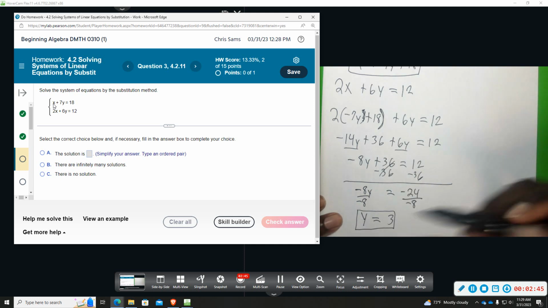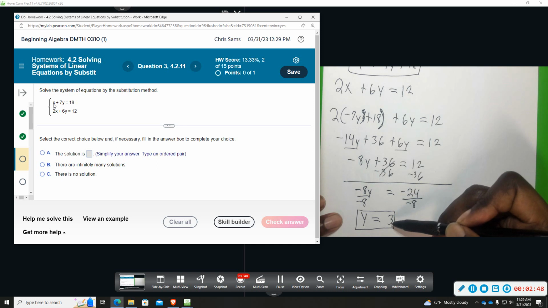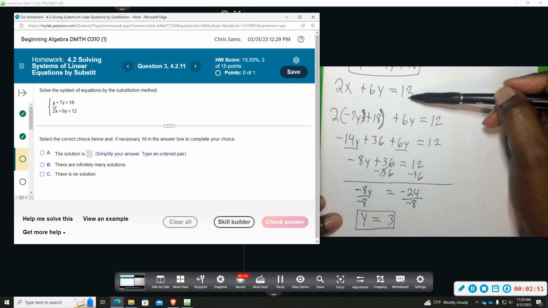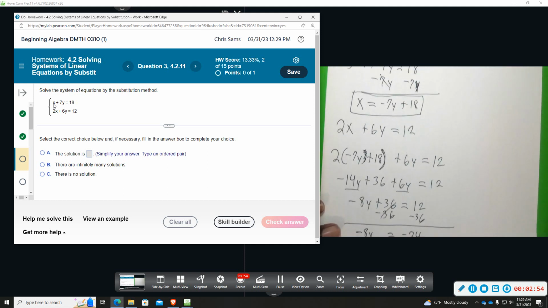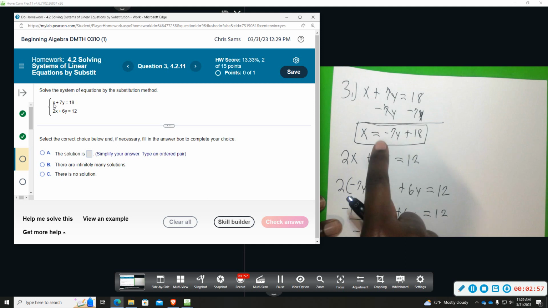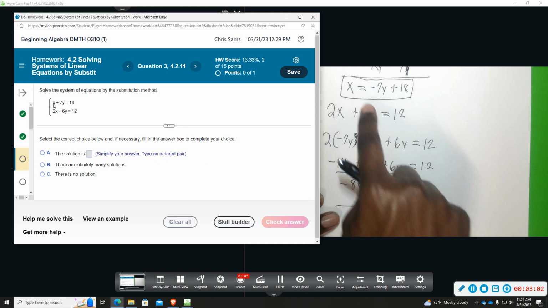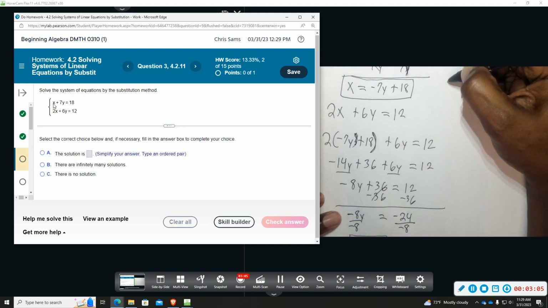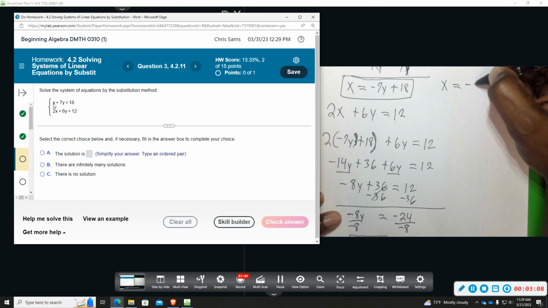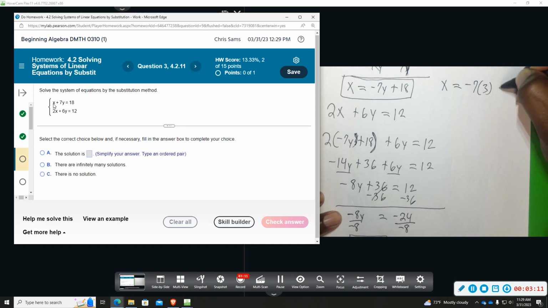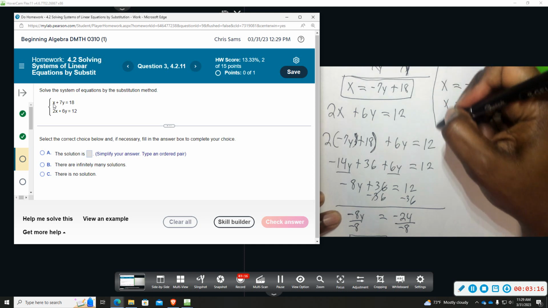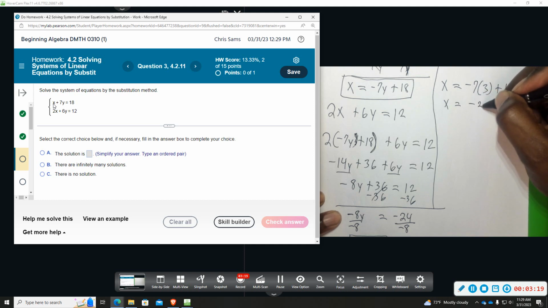All right, so now that I found my y value, I'm going to go back and plug it in to either one of these. You can do your original equations. This is the same, all I did was manipulate it, so I'm going to plug it in here. So I'm going to plug in y equals 3 right here. So I have x equals negative 7 times 3 plus 18. x equals negative 21 plus 18, and then x equals negative 3.